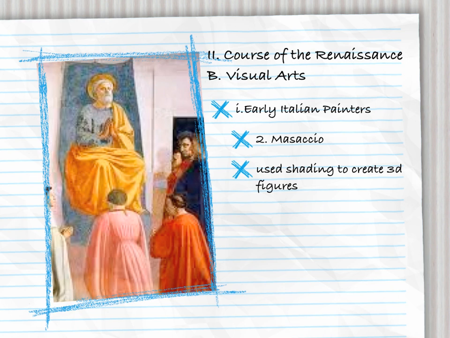The second painter is Masaccio. He used shading to create 3D figures, so we can see the shading in the cloaks of the people. Again, this painting is actually much larger. We're only seeing a little piece of it in this slideshow.